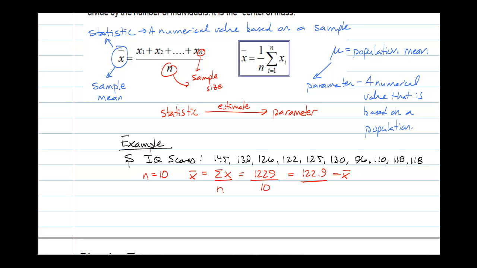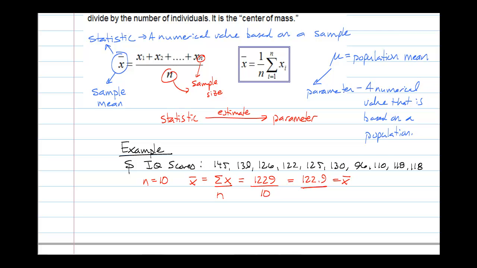Now usually we have some sort of units that are associated with this, but IQ scores you just state as they are. They're not feet, they're not inches, they're not pounds. It's just a score. So my average score here is 122.9. So mean is one measure of central tendency that's very commonly used. Now the next one we're going to look at is called the median.